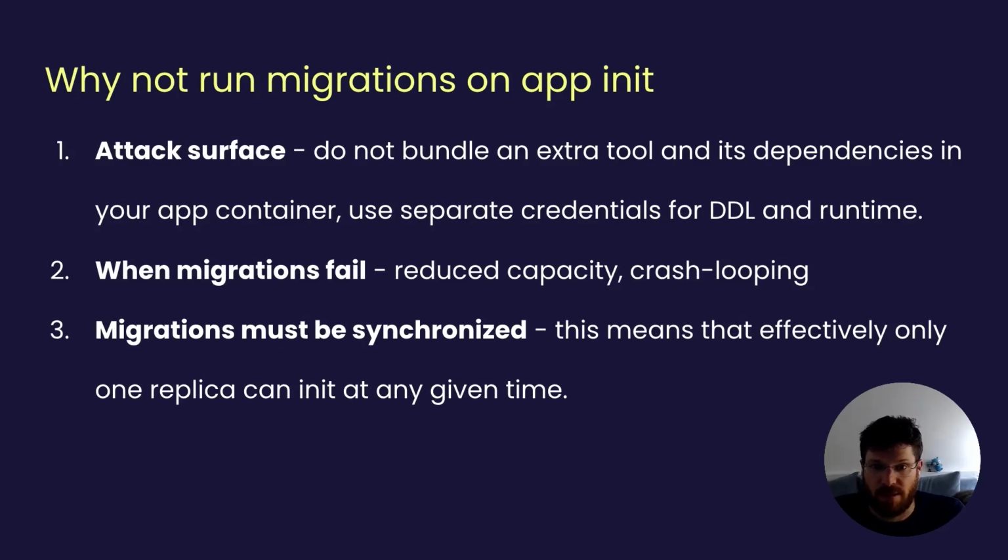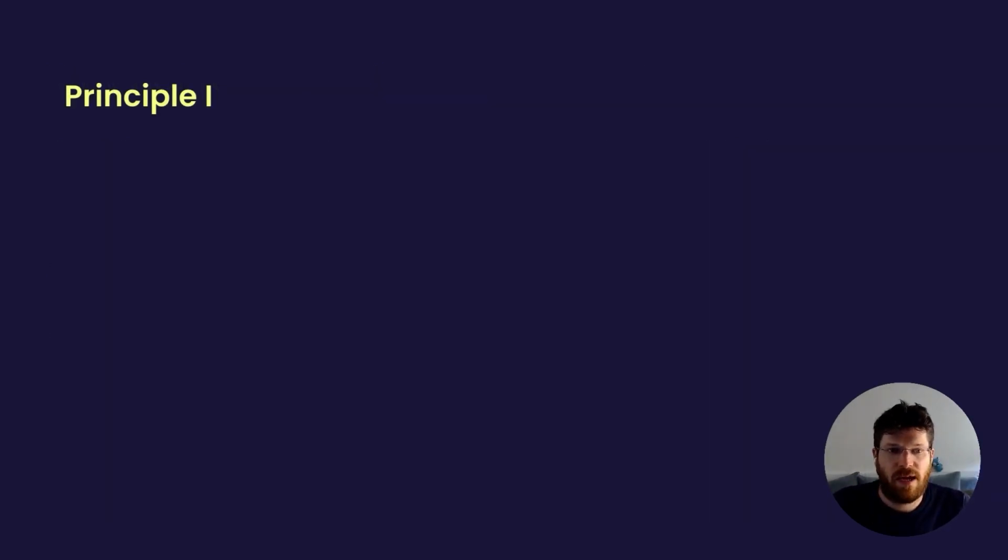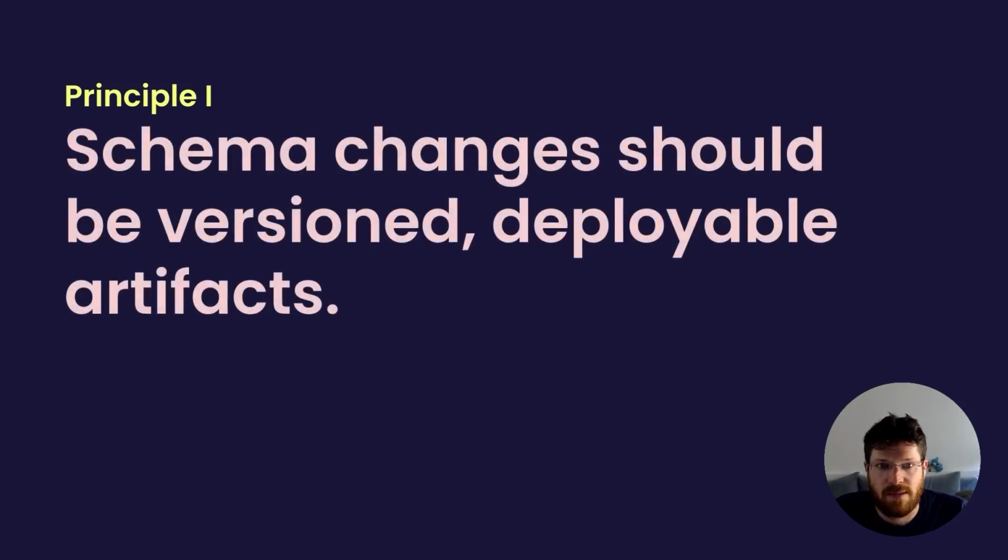But this really becomes a limiting factor into how fast or how much flexibility you have when making decisions about rolling out your application. Okay, with these out of the way, let's discuss some guiding design principles for building our deployment pipeline for schema changes. The first one is that schema changes should be versioned, deployable artifacts.